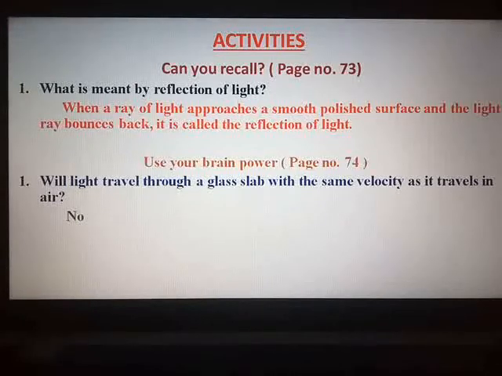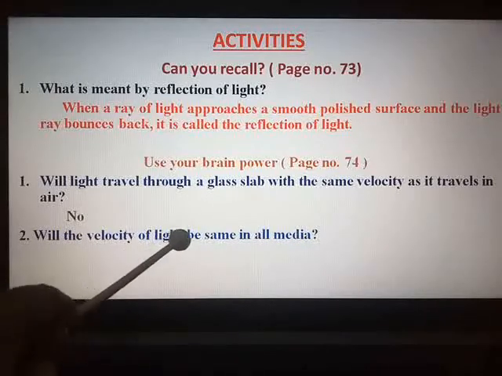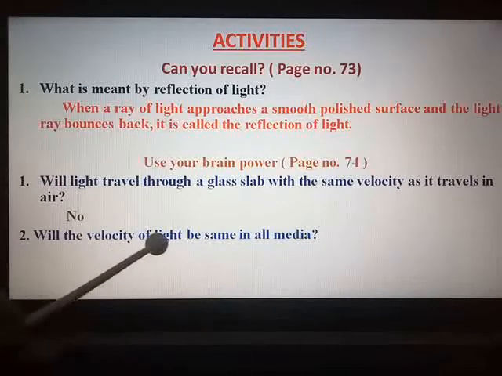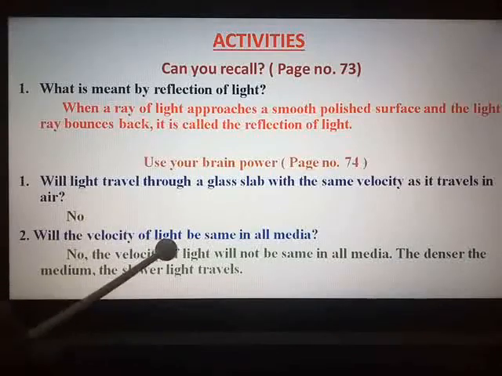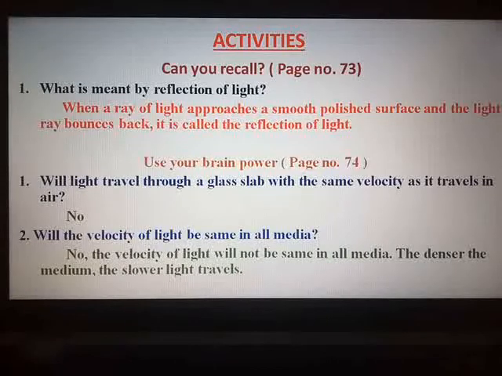Second question, use your brain power on the same page. Will the velocity of light be the same in all media? Again related to question number 1. Here you know that the velocity of light in different media is different. So velocity of light will not be same in all the media. So answer is no, the velocity of light will not be same in all media. The denser the medium, slower the light travels.